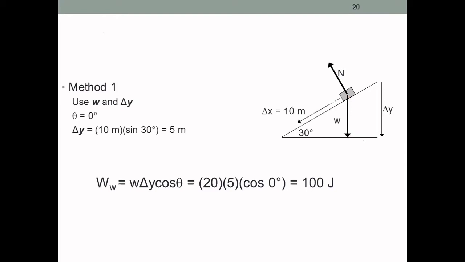So the first method, we say the work done by gravity is W times the height cos of theta. So W is acting downwards, the height is also acting downwards, which means the angle is 0. Then we get 100 joules.